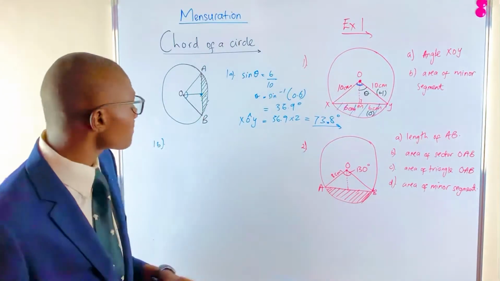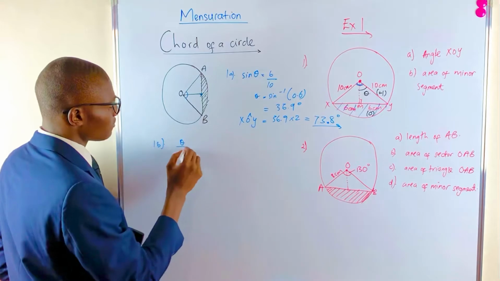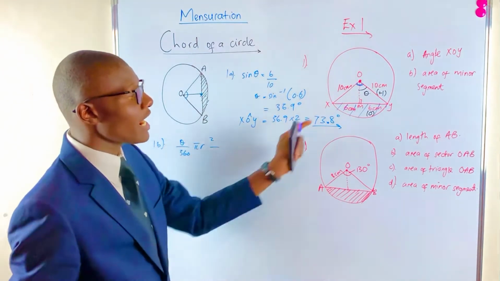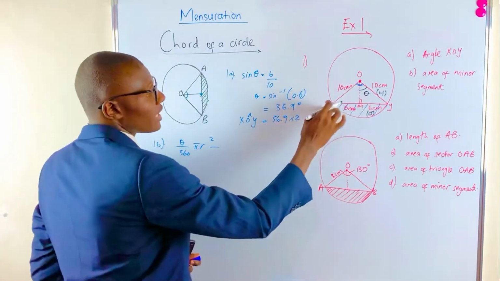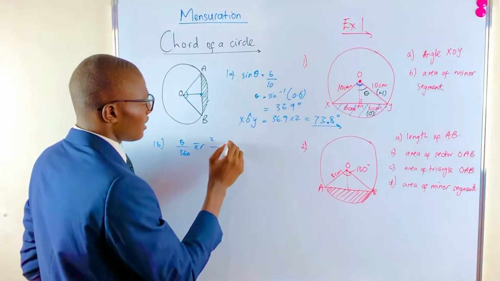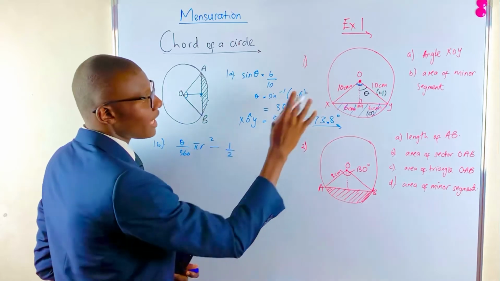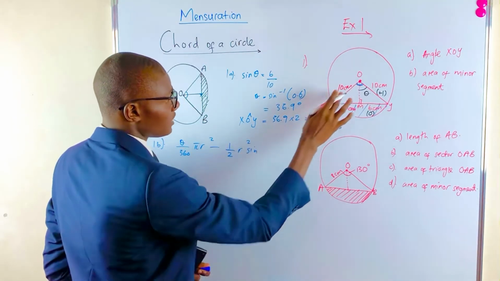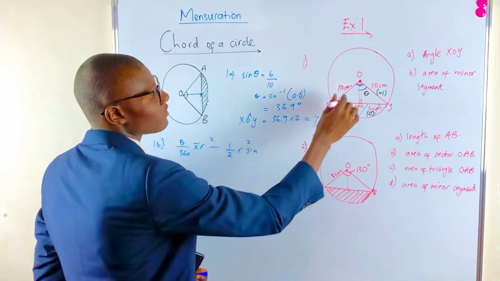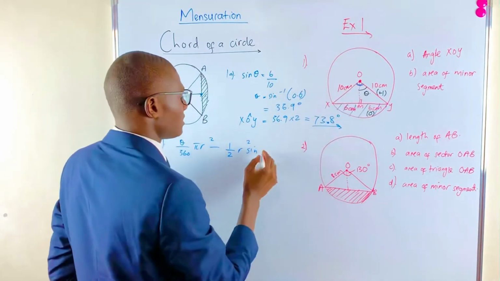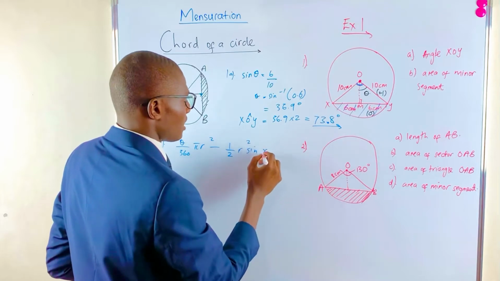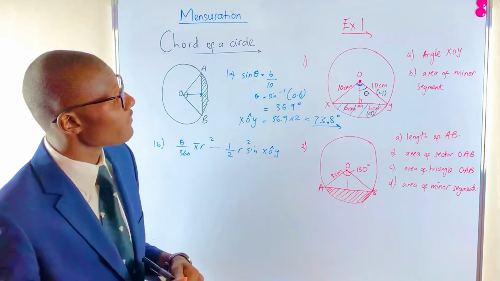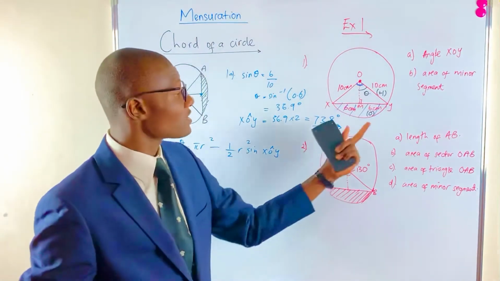So we say the area of a sector is given by theta over 360 times pi r squared, then minus the area of this triangle XOY, which is half r squared sine of 2 theta. This will give us the area of the shaded region.